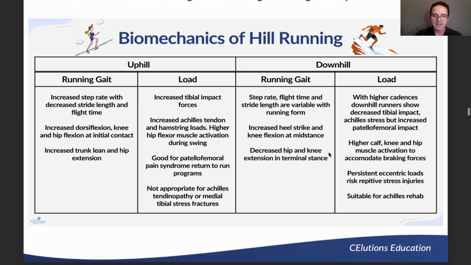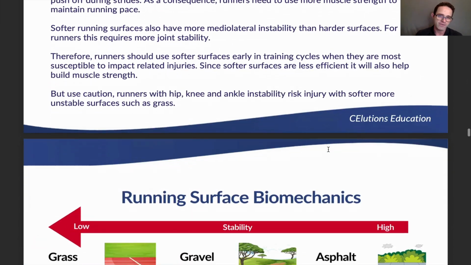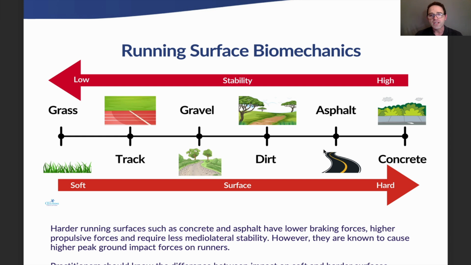So, what are some of the other implications, things that we can think of? Well, there's a ton of different implications, but I want to talk about running surface specifically. And running surfaces are really multifactorial. So here we have the surface and how soft it is. We can see as our surface gets harder, our stability gets higher. Now, as your surface gets softer, your stability gets lower as well. This is an important thing to think about when we are talking about the biomechanics of running on different surfaces.